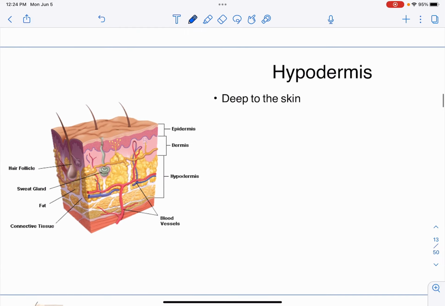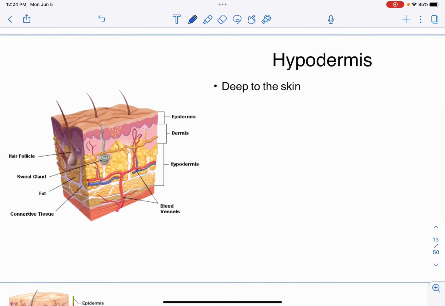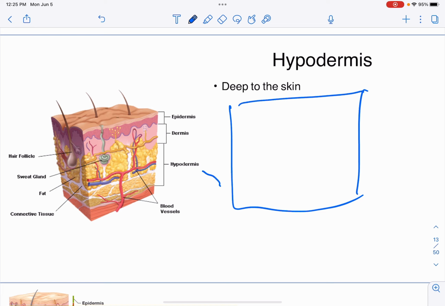All right, and then finally, I want to just make mention of the hypodermis. I have a feeling that during my AirDrop, I lost all the text here. So let me pause this and take a look at it. But the hypodermis is made up of adipose tissue and a little bit of areolar connective tissue.